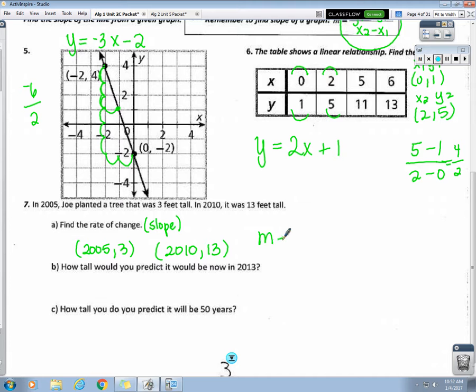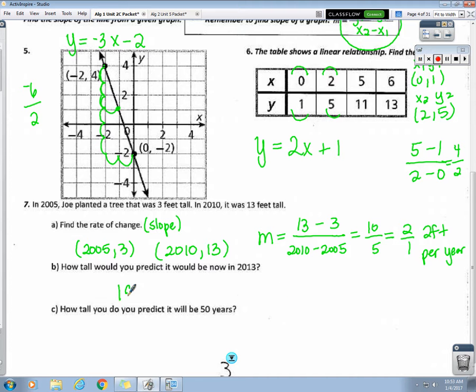So m equals, what goes in the y2 spot? What's your second? Minus, over, minus. And so that becomes 10 over 5, which reduces to 2 over 1, which is just 2. But let's leave it like this, because what does that mean in terms of this problem? 2 feet per year. The tree is growing at a rate of 2 feet per year. So, how tall would we predict the tree to be in 2013?